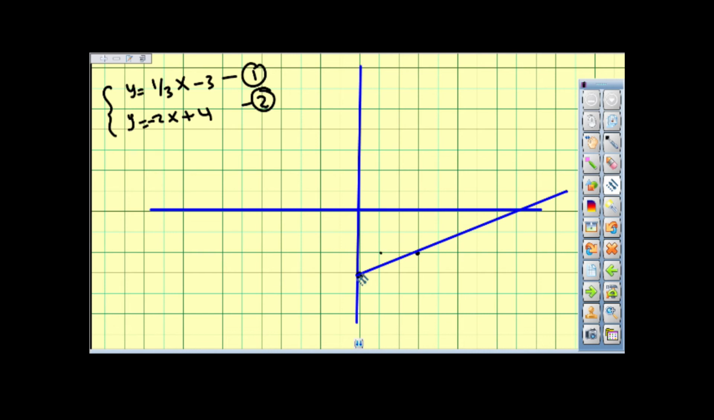Then I'm going to move to the second one, and I'm going to start at 4. So here's 1, 2, 3, and 4. From there I'm going to go down 2 for the slope, and then 1 to the right. Rise over run. In this case, you're not rising, you're going down and then running to the right. And for this one, I'm going to choose a different color. If I could use orange.